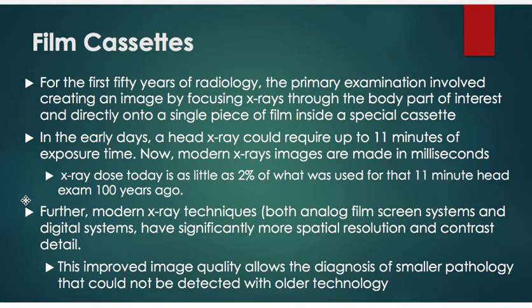So in the beginning of radiology, we used film cassettes. The primary exam involved creating an image by taking those X-rays and focusing them through the body part of interest, so if it's the hand, the chest, the head, and directing it onto a single piece of film that was inside a special cassette. So in the early days, a head X-ray could take up to 11 minutes of exposure time. That means that they were pointing radiation at that patient's anatomy, like the head, for 11 minutes. That's a lot of radiation, especially when you compare to how quick X-rays are now.